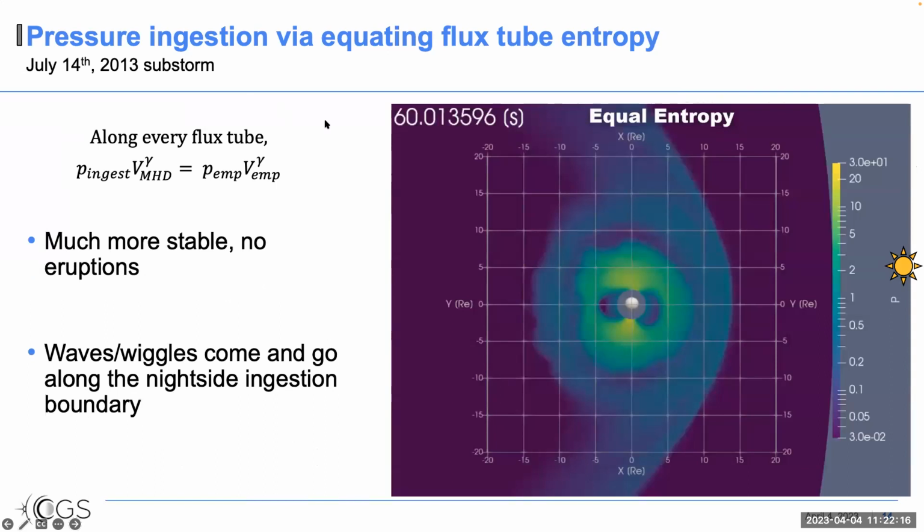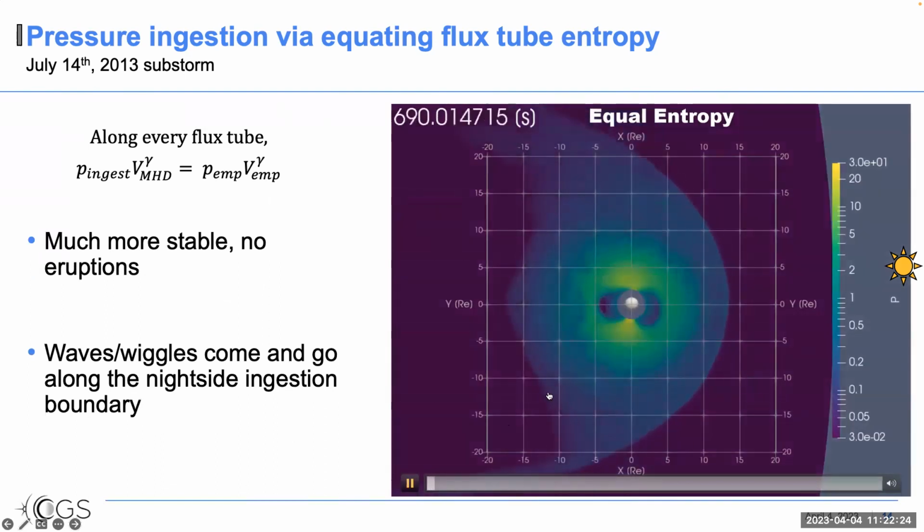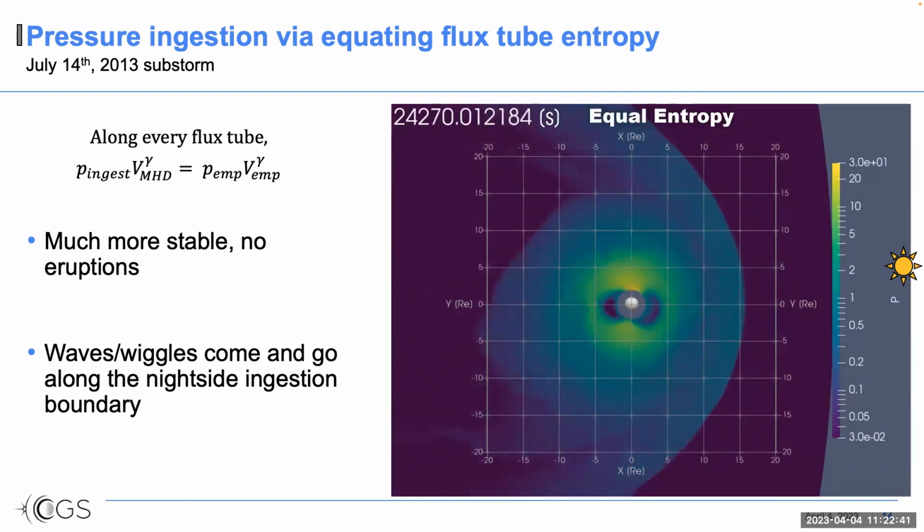Okay, so now we'll take a look at that same simulation, but using the new ingestion method here. So as we see, there's some sort of wavier features along the outer boundary of the ingestion region, but we aren't getting those eruptions anymore. And I can jump through a little further and you can see that we're still not ending up with those eruptions. So this is a much more stable and physically consistent method of ingestion.